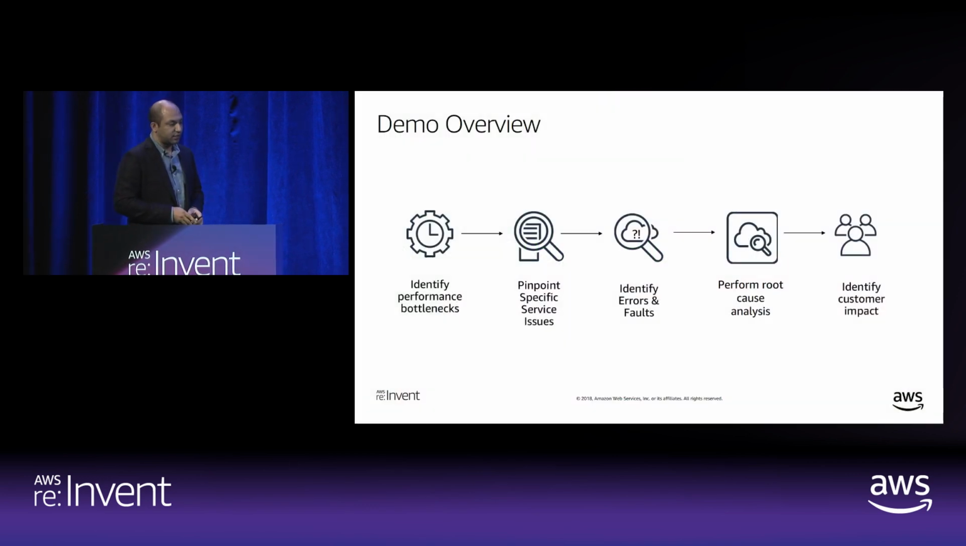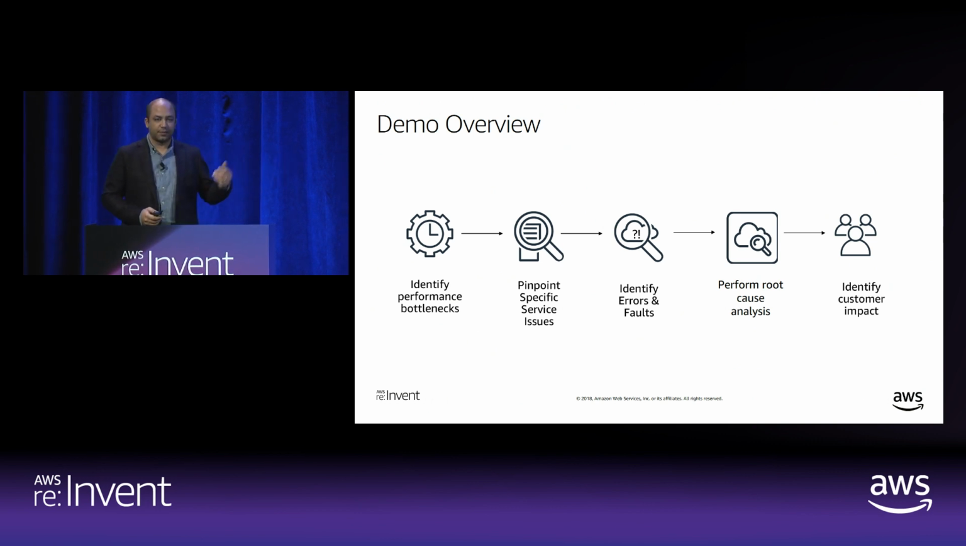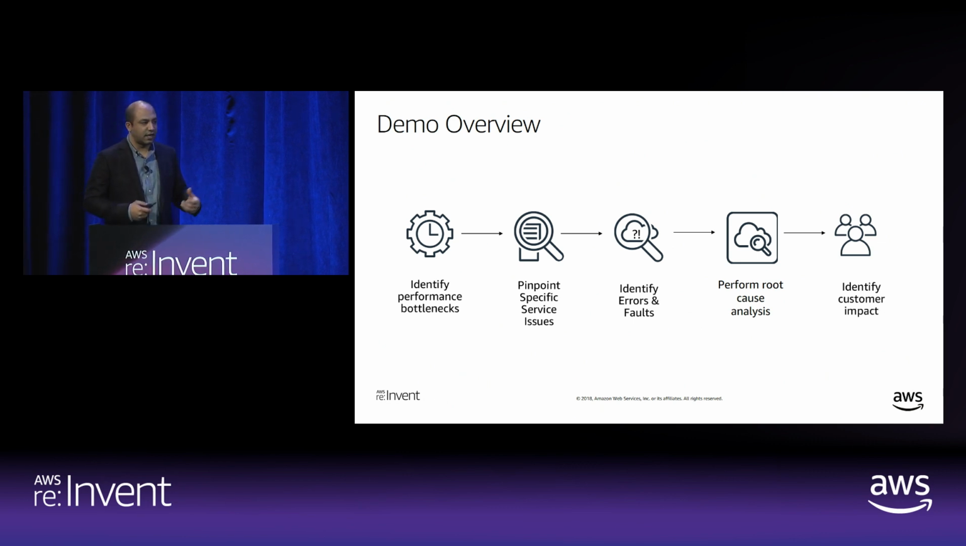I'll quickly walk you guys through the overview of the demo. So we're actually going to walk through the steps of identifying performance bottlenecks, pinpointing specific service issues, looking at errors and faults, performing a root cause analysis, and then identifying customer impact. And then, as I mentioned, we'll also show you guys a little bit of some of the new capabilities that we've built. So give me just a second while I log in here.